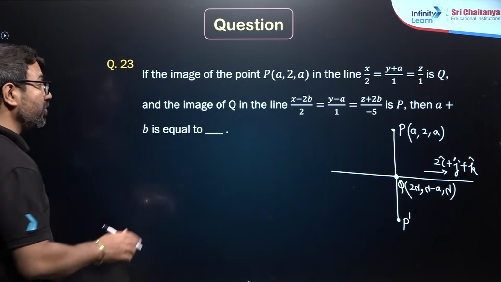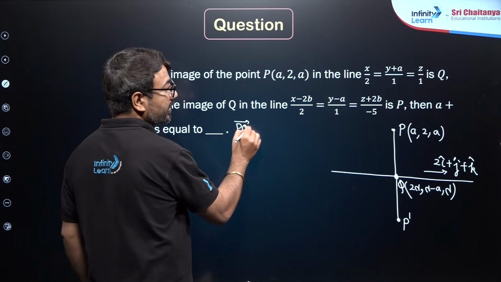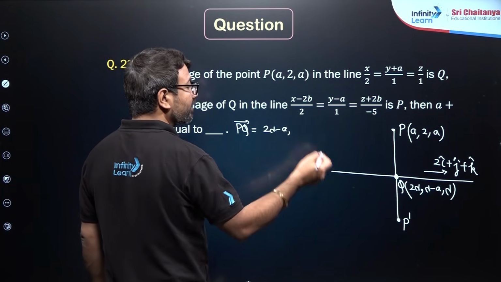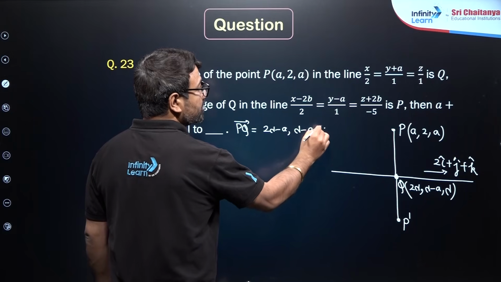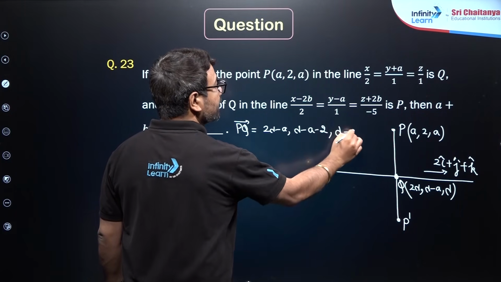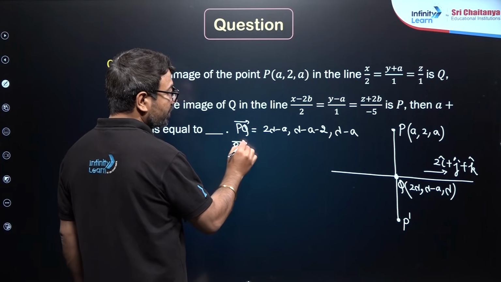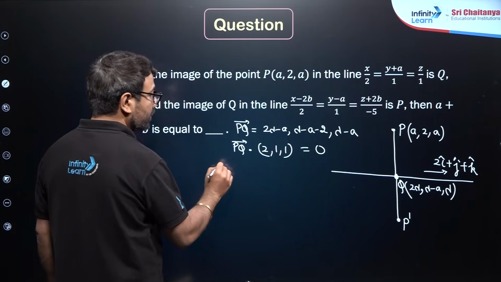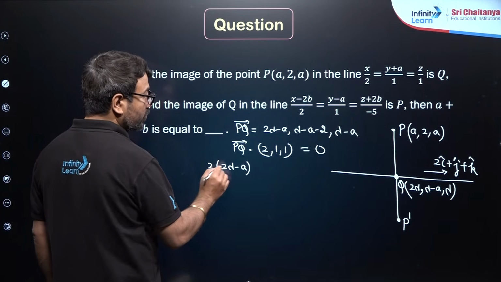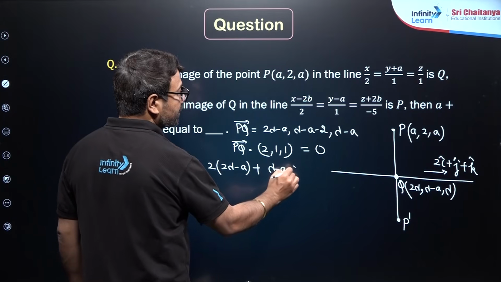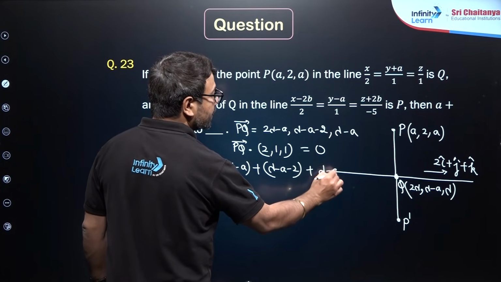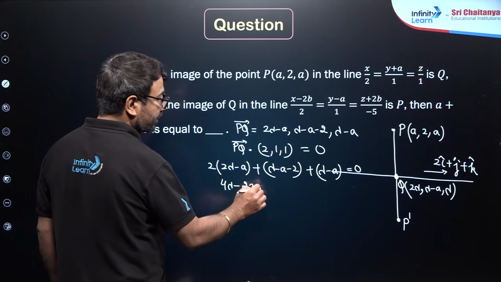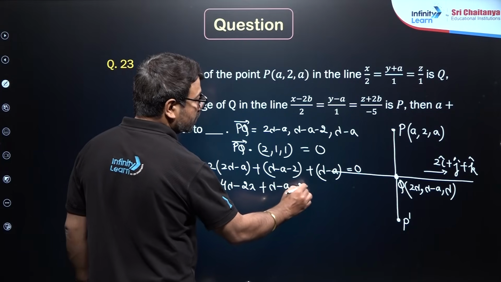Now if you find the PQ vector, it will be (2 lambda minus a) i cap, (lambda minus a minus 2) j cap, and (lambda minus a) k cap. This PQ when taken dot with 2, 1, 1, because this is parallel, will become 0. So (2 lambda minus a) times 2, then (lambda minus a minus 2), then (lambda minus a) has to be equal to 0. So you will have 4 lambda minus 2a, then lambda minus a minus 2, then lambda minus a.